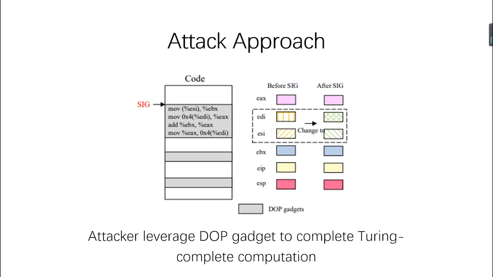At the same time, all the DOP gadgets in the program can be used by our eSROP attack, since DOP gadgets can simulate Turing-complete computation. So our eSROP attack is also Turing-complete.